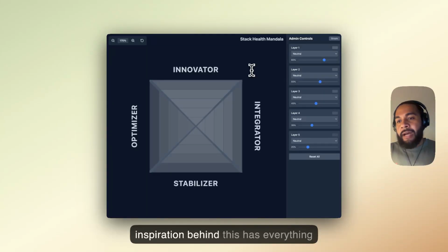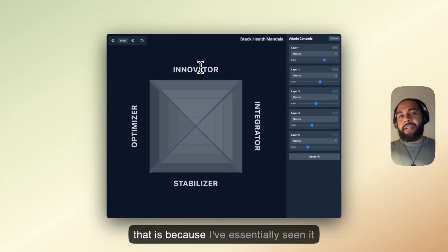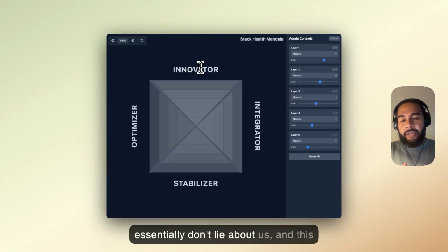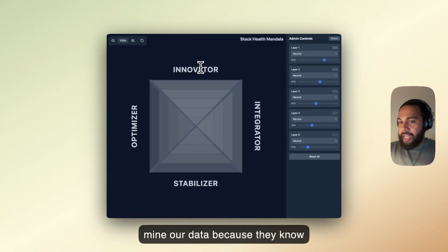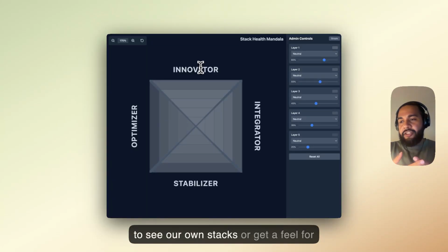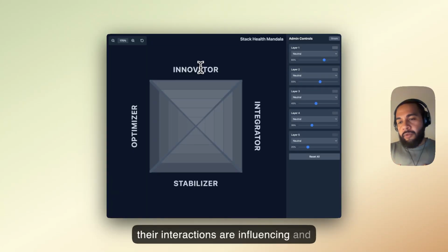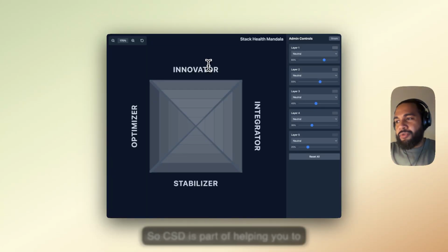And the inspiration behind this has everything to do with how tools essentially mirror our consciousness. And why I believe that is because I've essentially seen it and experienced it. And our tools essentially don't lie about us. And this is why so many large tech companies mine our data, because they know this, but we haven't really had a way to see our own stacks or get a feel for just how valuable these pieces of data or even how these tools and their interactions are influencing and impacting us on a day-to-day basis. So CSD is part of helping you to overcome that.